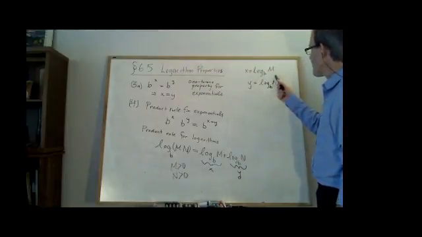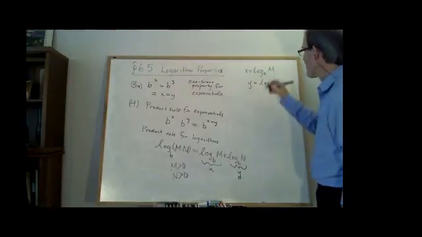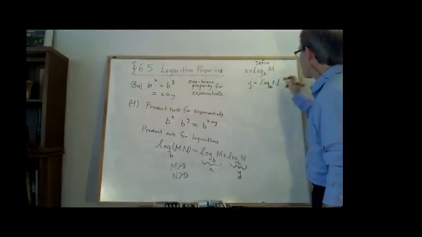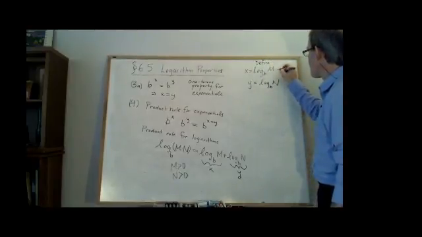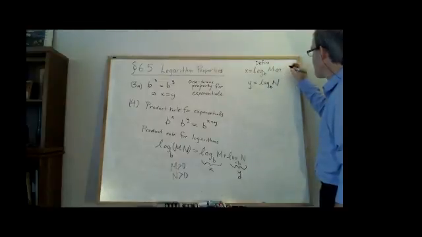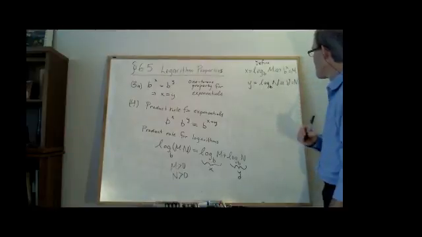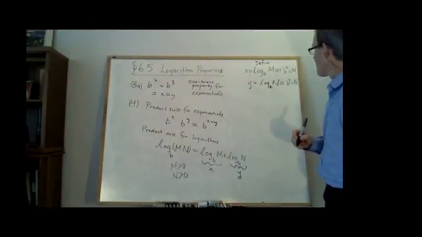All right, and so if I define these, then equivalently I can write them in their exponential form as b to the power x is equal to m, and then this one, b to the power y is equal to n.